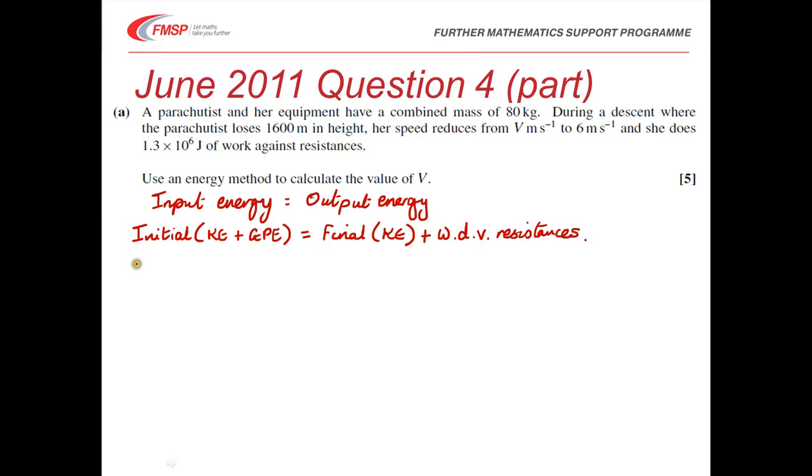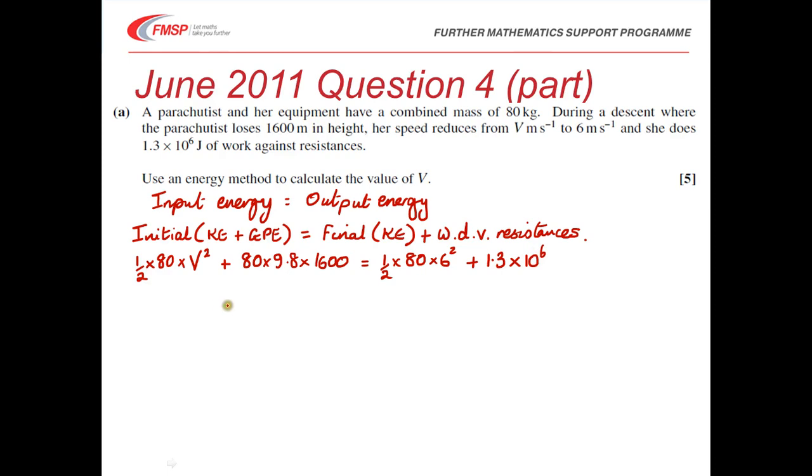Okay, so let's substitute some values in here. Initial kinetic energy is given by half mv squared, so in this case half times 80 times that initial speed v squared. Gravitational potential energy is going to be 80 times 9.8, this is mgh, the height it's dropped through, 1,600. Final kinetic energy is going to be half times 80 times that final velocity, which is 6 squared. And work done against resistances, well, we don't even need to do force times distance moved in this case because we're given a specific value of the work that's been done.